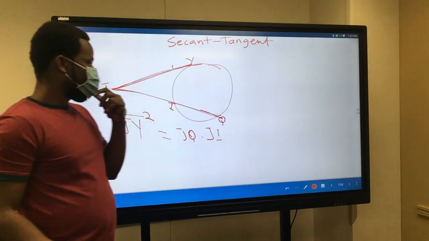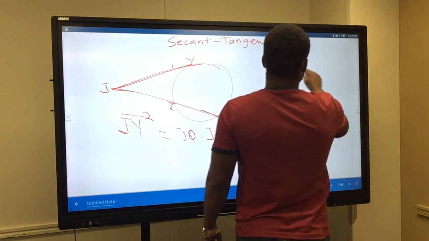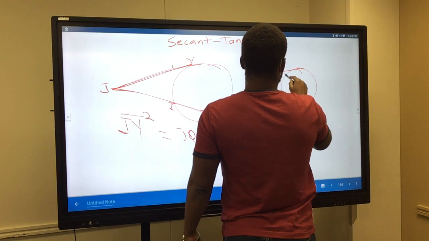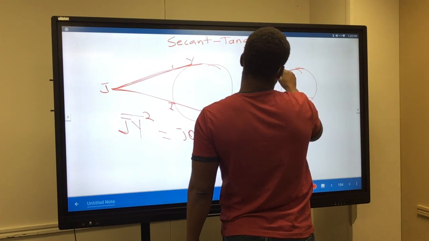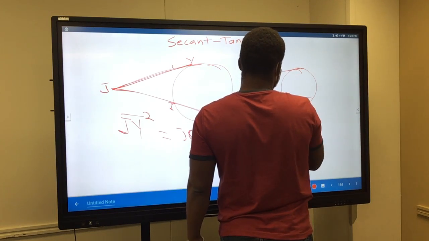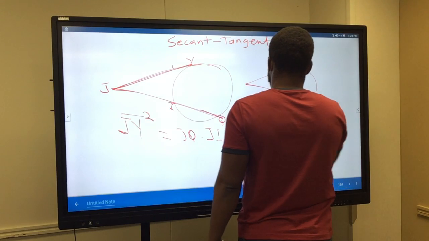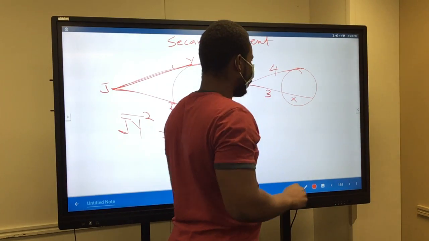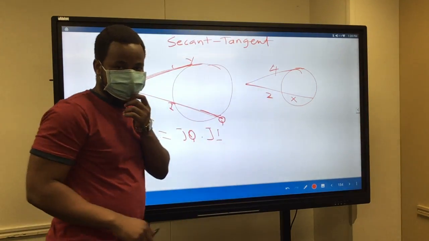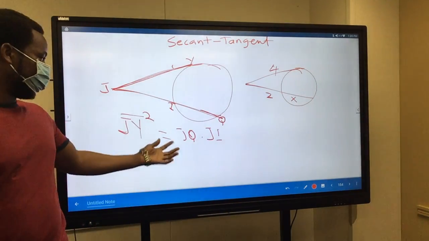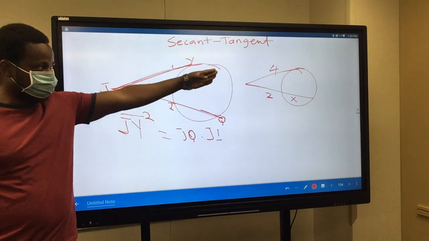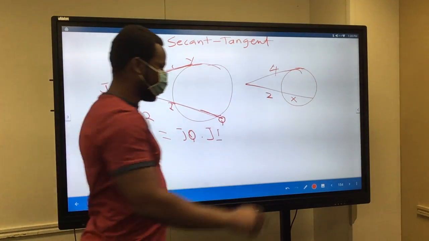For example, if I have a tangent here and a secant there, and the tangent is 4, and I want to find x, and this is 3, and this is 2. Now, how do we find x? How do we set it up using this? Look at what is there, if you want to find x in this example.